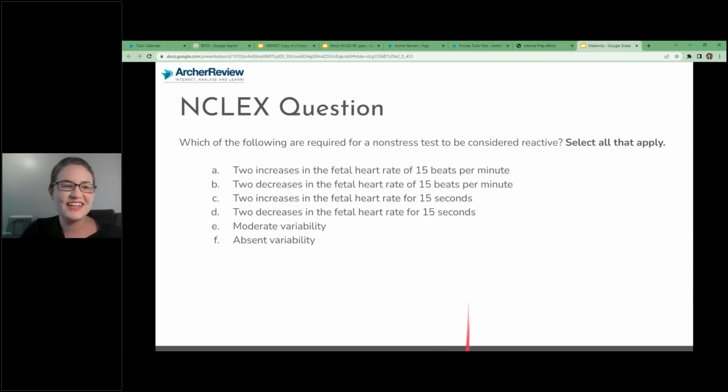All right, let's try another question, mix things up a little bit. So this question says, which of the following are required for a non-stress test to be considered reactive? Select all that apply. So there might be more than one answer. So go ahead, just like we did with the last question, put your answers in the question area and just give it your best shot. Do I expect all of you to get this right? No, just give it your best shot and we'll talk through it.